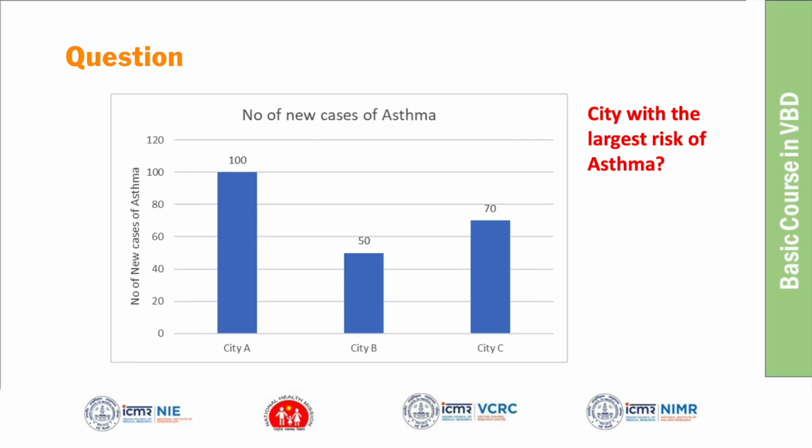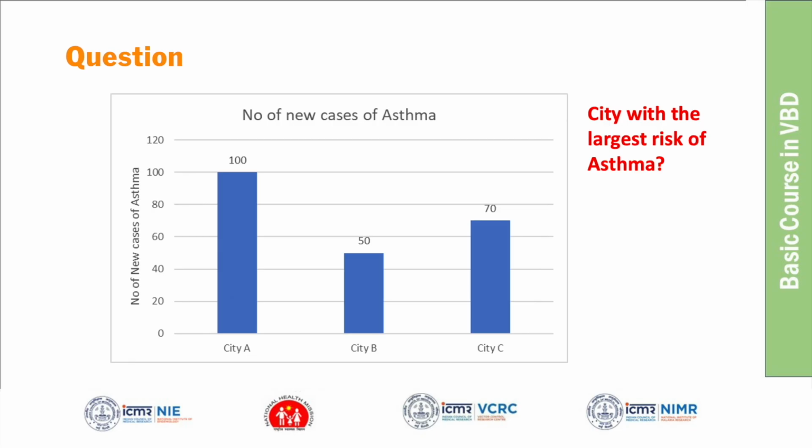Now, City B is less. City A is more. Okay, so many of you are responding City A, because City A has 100 new cases of asthma. Now, what if I say that City A is a large city like Chennai, whereas City B, with 50 new cases of asthma, is a small city like Pondicherry?